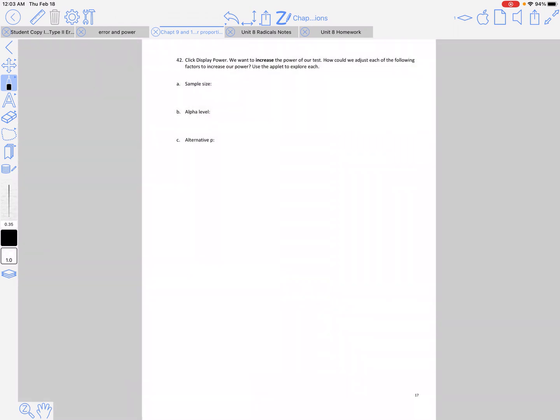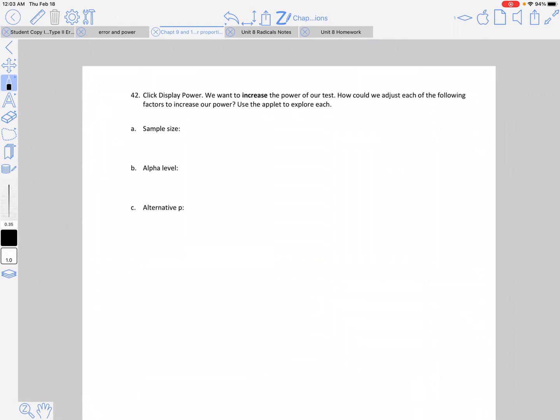So let's talk about this a little bit more. So if you notice, we clicked on display power and we wanted to increase the power of our test. Well, what the heck is power? Whatever it is, we can increase it if we increase our sample size, okay? And whatever power is, we can increase it if we increase our alpha. And we can increase it if we decrease our p, and that's going to increase our distance from the null.